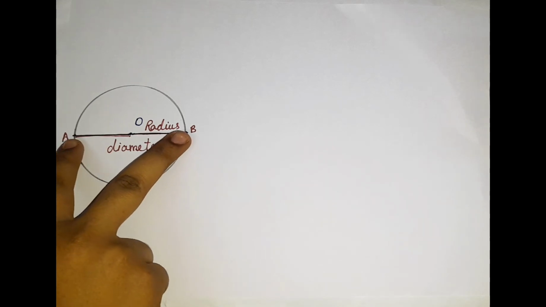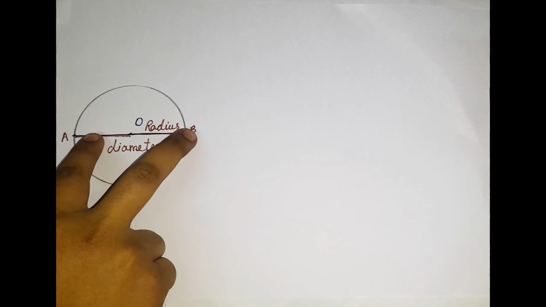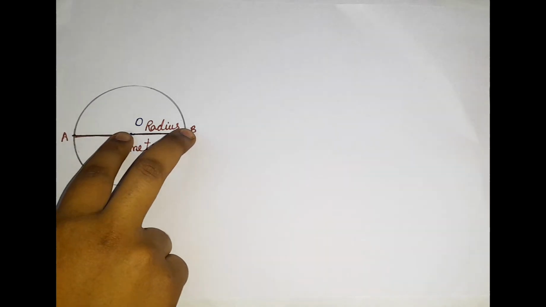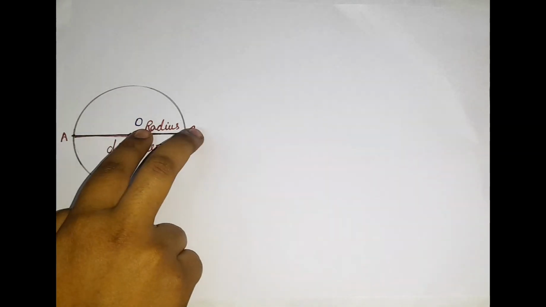Here this is a diameter, so this whole line is known as the diameter. What is a radius? Radius means this is a radius, and this is a radius. So this is the meaning of radius and diameter.